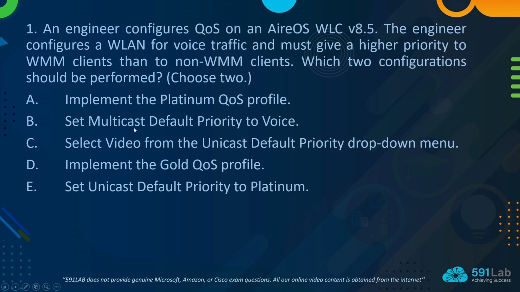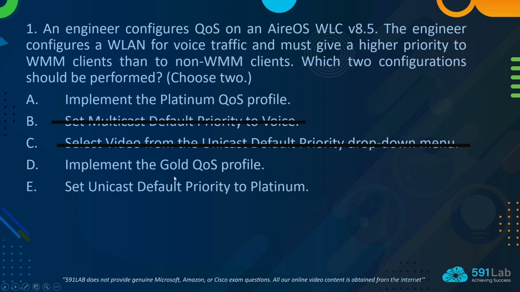If we're gonna put the multicast default priority to voice, this is not a good option, because we do not want to set the multicast default generally to all SSIDs. We only want to put it on the wireless LAN that's for voice traffic only. And if we're going to select video for the unicast default priority, we're not talking about video here, we're talking about voice. So this option is not good as well.